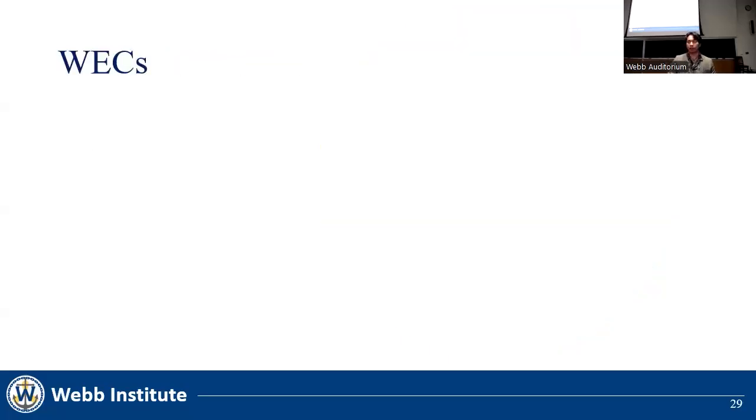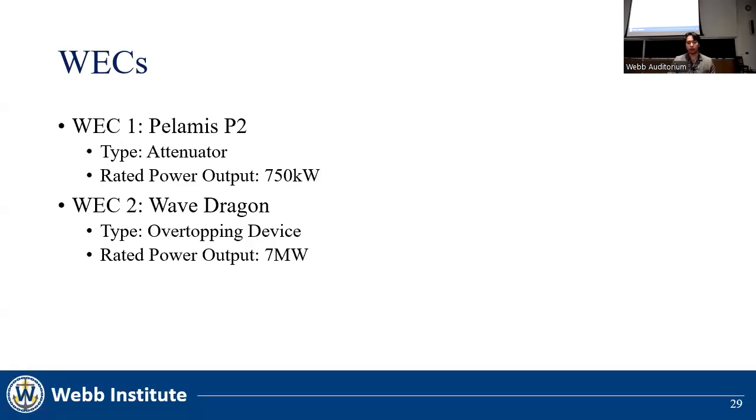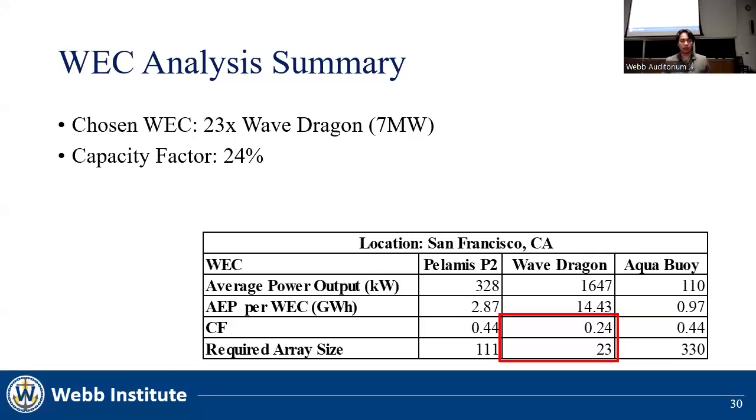Next, after performing the load analysis, the wave energy array was designed. The three wave energy converters analyzed in this thesis are the Pelamis P2 surface attenuator, the Wave Dragon overtopping device, and the Aqua Buoy point absorber. These wave energy converters were analyzed to determine their annual energy production at the desired location.